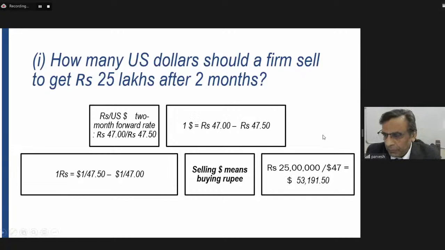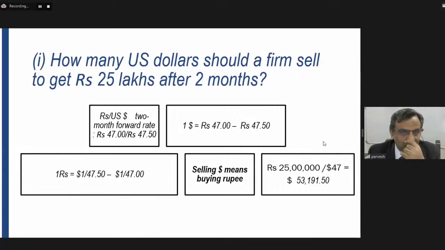Here it is 25 lakhs. In this case, he is going to buy rupee. The ask rate is the bank's buying rate, and from the customer's point of view it is a selling rate. So he wants to sell dollars by converting them into rupees, and here we look at the ask rate. So 25 lakh rupees multiplied by 1 divided by 47, or we can say 25 lakhs divided by 47 straight away, and we get $53,191.50.